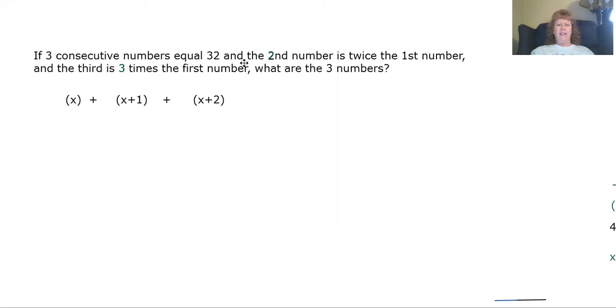Now if it says the second number, which would be this spot, is twice the first amount, we would just have that this is twice the first amount. And the third number, which is this one, is 3 times the first amount. And that's going to equal 32.